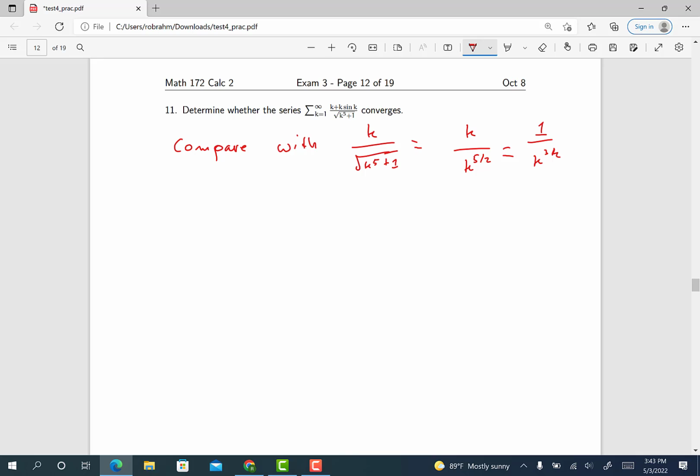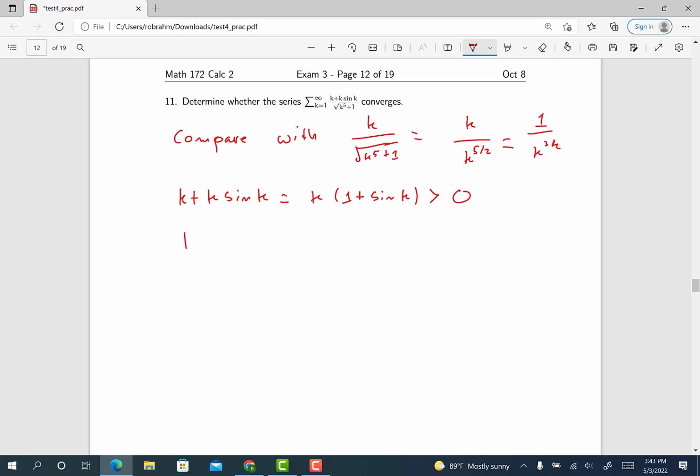Okay, so now there's a couple of things that I can do. I need to be thinking either direct or limit comparison test. And to do that, I need to make sure the terms are positive. Well, notice that k plus k sine k is equal to k times 1 plus sine k. And this is always greater than 0, because if k is an integer, sine of k is always greater than minus 1. So 1 plus sine k is always greater than 0.